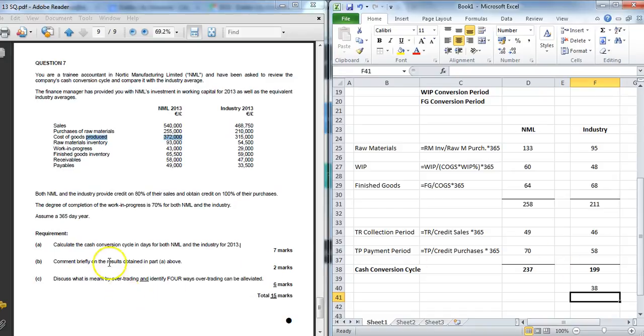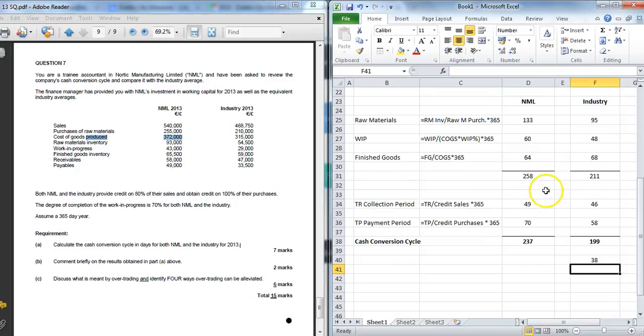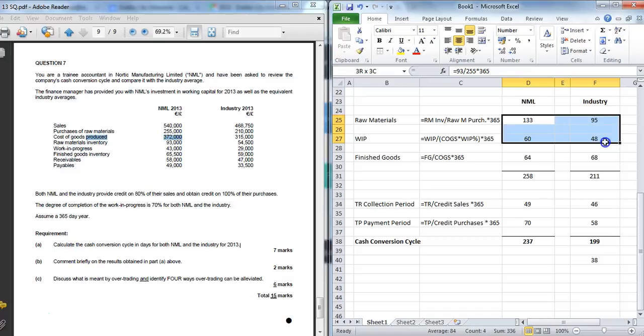So if you're commenting briefly on the results obtained in Part A, you would make an overall point to say that NML have a worse cash conversion cycle or are less efficient at managing their working capital than the industry average. And you'd identify that the primary driver of this is with regards inventory management. Not much difference in finished goods, but the key issues are around raw materials and work in progress.